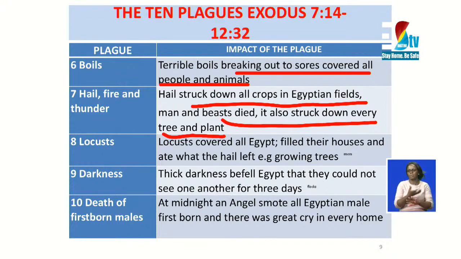So in the 8th plague, there were locusts that covered all Egypt. So it filled their houses, and it filled even their fields. And that is how badly it was. It was destroying everything that they had. And also it beat down all the trees that were trying to grow at that moment. And then Pharaoh decided to do something about it.